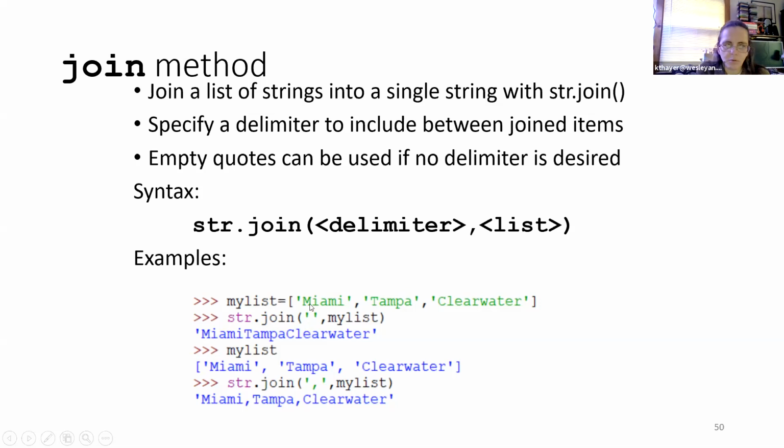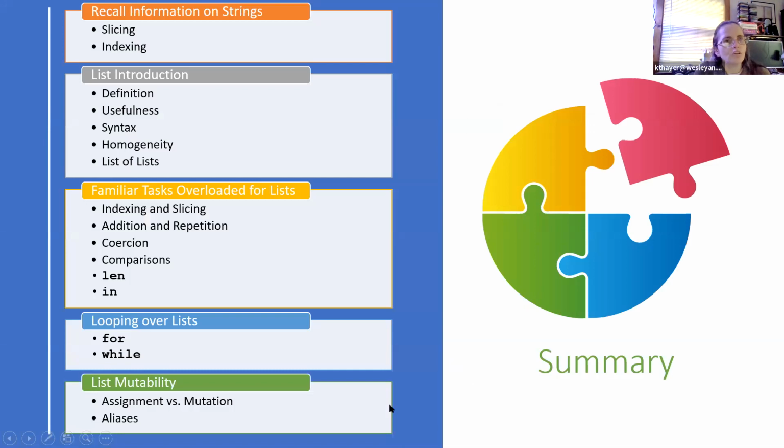So here's an example, Miami, Tampa, and Clearwater again, and we're going to do string.join, and we're going to use empty quotes, my list, and so it puts them together with no delimiter at all, because those are the empty quotes. So let's start again with a clean list, and now we're going to do string.join with a comma, and what will happen is it will put a comma between the items. Notice that it does not include one at the end. So speaking of the end, that concludes our discussion on strings.